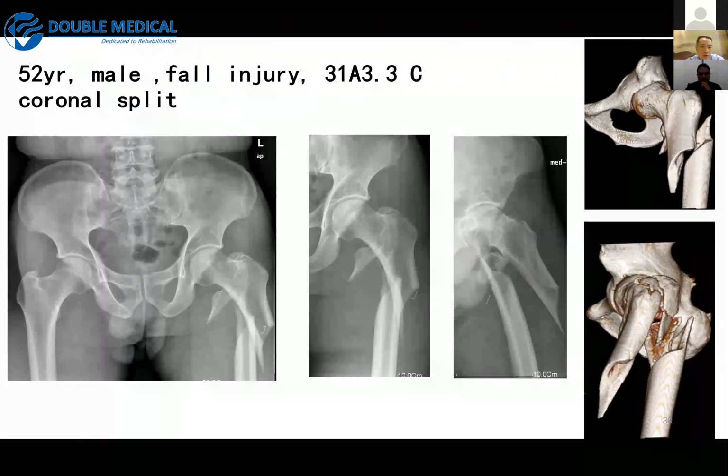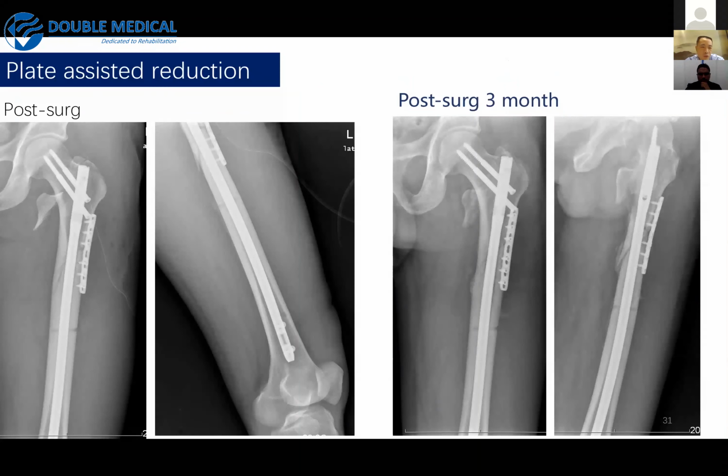So this is our case. It's a 31A3.3 C type coronal split fracture. We do this surgery in a lateral position. After we make a minimal incision, a single cortex reduction plate was used for reduction of the fracture. After that, we put in a nail. You can see after 3 months, the fracture healing is not bad.